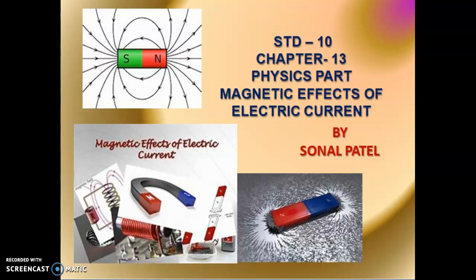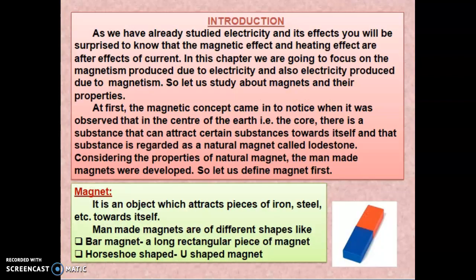Today we will start chapter 13 of physics, Magnetic Effect of Electric Current. So in this part we will see the introduction. As we have already studied electricity and its effects, you will be surprised to know that the magnetic effect and heating effect are after effects of current. In this chapter, we are going to focus on the magnetism produced due to electricity and also the electricity produced due to magnetism. So, let us study about magnets and their properties.